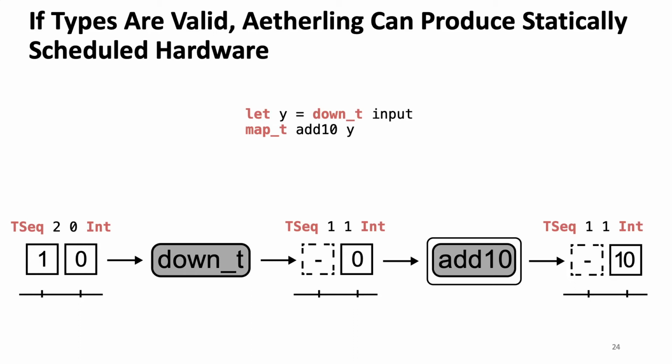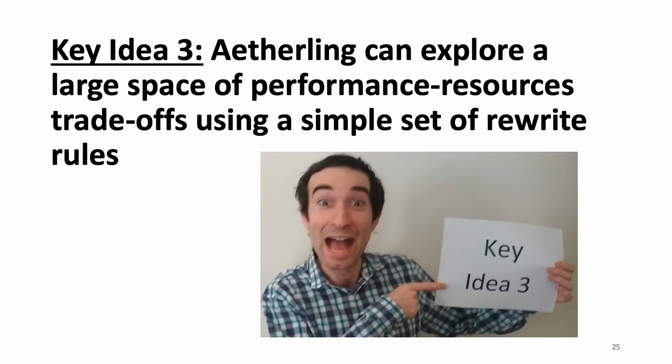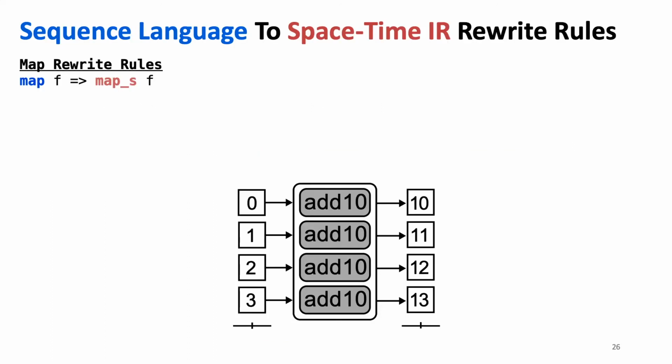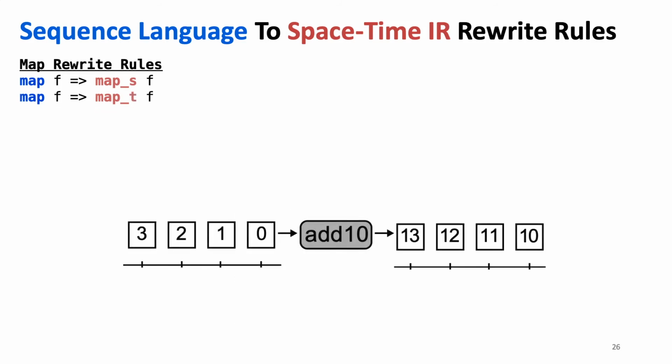So we've seen the sequence language for describing timing-unaware semantics of circuits, and the space-time IR for describing the timing behavior of the circuits. The last key piece of Aetherling is its rewrite rules for going from the sequence language to the space-time IR. The third key idea is that Aetherling can explore a large space of performance-resource trade-offs using a simple set of rewrite rules. Of course, there are rules that take sequence operators to their parallel and sequential versions, such as rules for map to map-S and map to map-T.